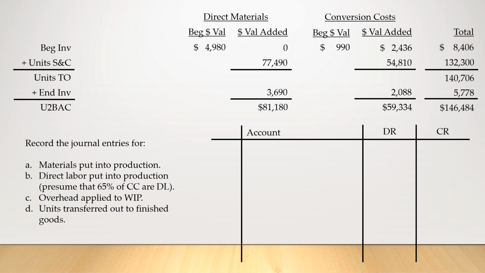So let's see that application. Our first entry is to record materials put into production. Our accounts for that entry consist of a debit to work in process and a credit to raw materials or materials inventory. Where can we find the amounts of raw materials used in our report? If we look under the direct materials column, we see our materials used for inventory started and completed and our materials used for ending inventory. The sum of these two amounts is our total materials used for the period, or the amount we record in our entry.